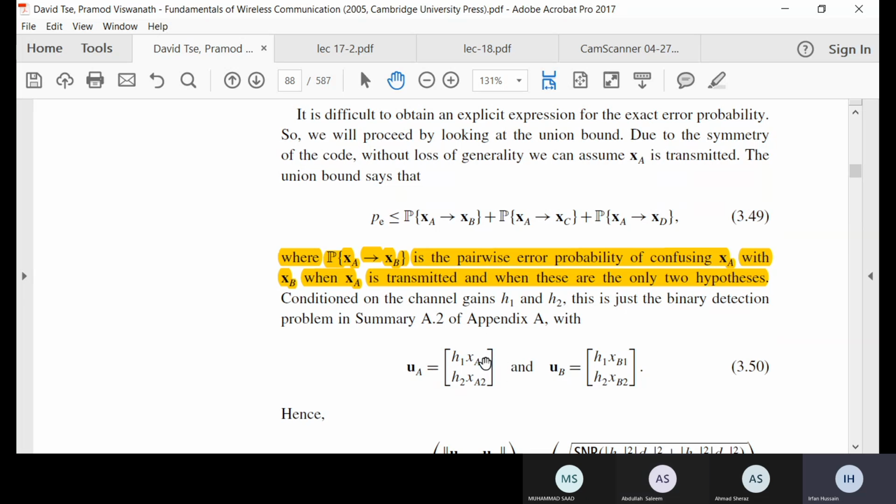Now what will be, अब वो जो आप मुझे कह रहे हैं, yes U_A will not be only X_A1 and X_A2, yes it will be H1 also, all right, because the symbol has to pass through a channel, and U_B, the signal part, will also have passed through some channel.